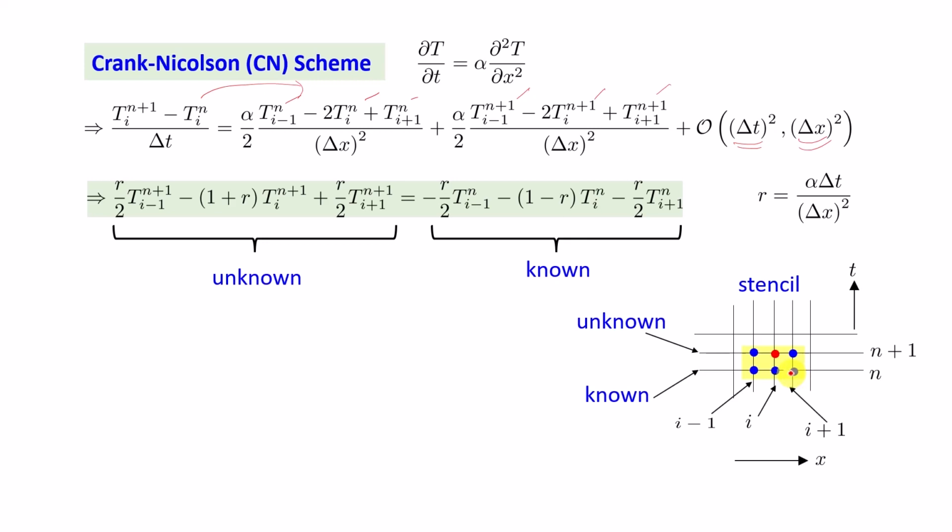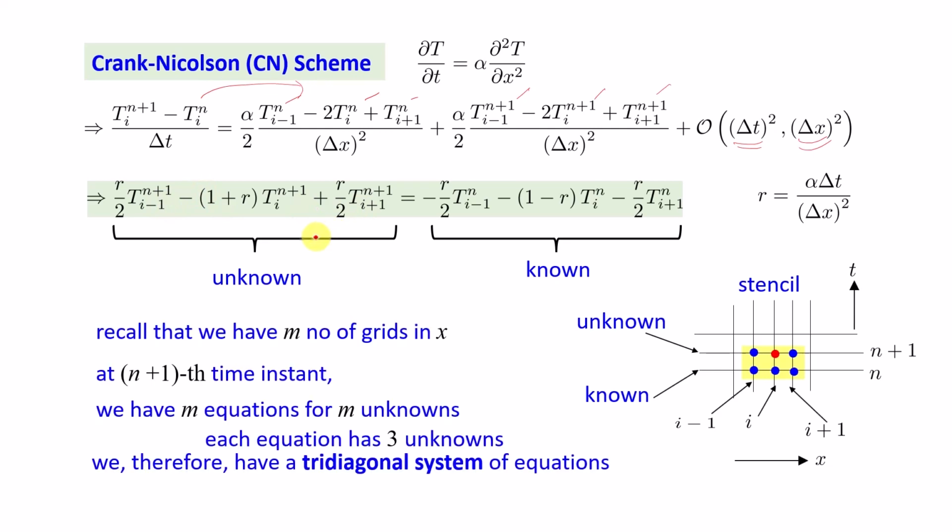3 points are from previous time step and 2 points from this time step. So it's essentially the same procedure once again, just like the implicit. We have to build up all the equations here at n plus 1th time level, and then we have to solve them in one shot using a tridiagonal solver, because every equation has 3 unknowns now. So at n plus 1th time instant, we have m equations for m unknowns, but each equation has 3 unknowns. So once again, we will use our tridiagonal solver here.